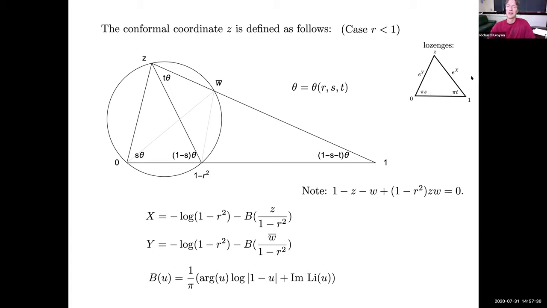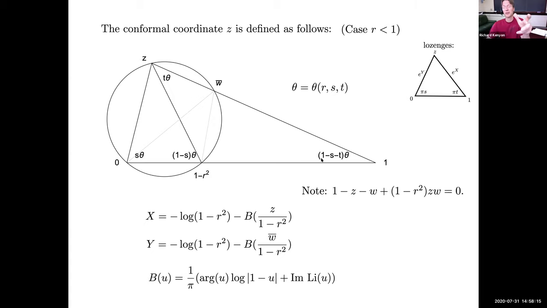And here's the analog in this general case. I just drew the picture for r less than one. There's an analogous picture for r bigger than one, which I don't need to give. So here's the triangle 0, 1, z. And now there's this new point along the real axis, 1 minus r squared, which lies between 0 and 1. So we can draw this extra line here. Originally, for the lozenges, this angle was pi s. Now it's theta times s, where theta is some parameter, which we'll talk about in a second.